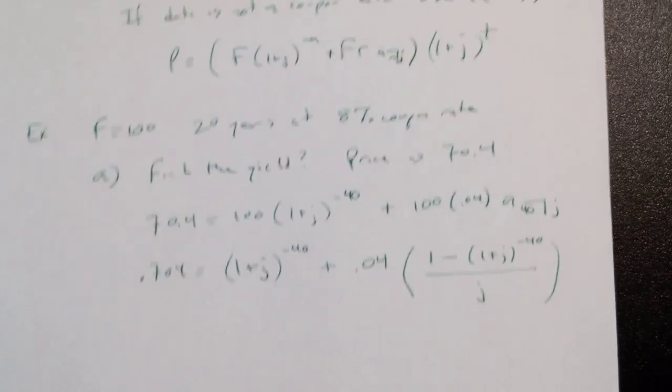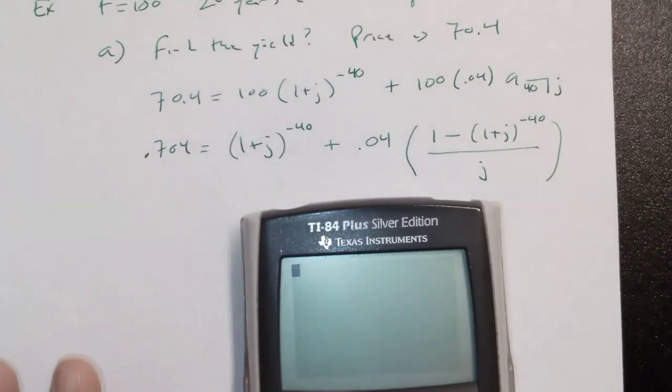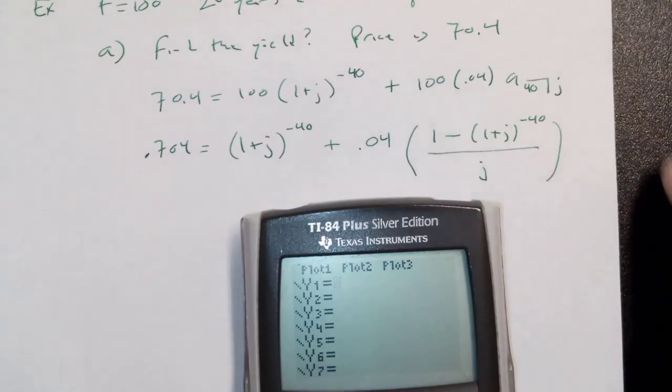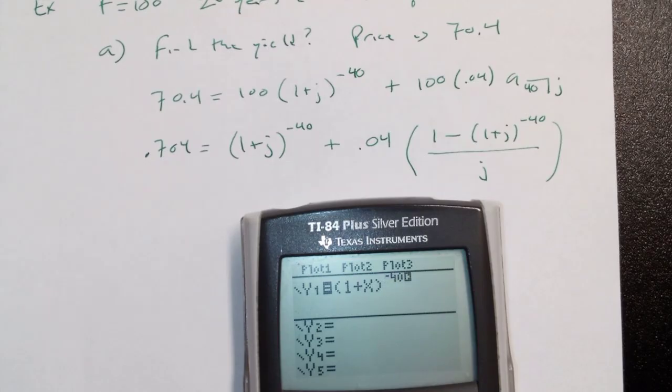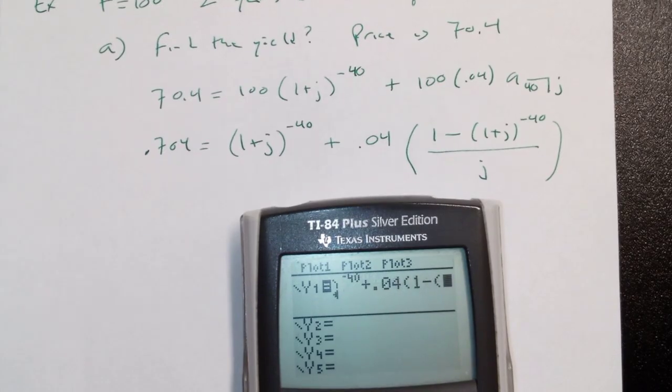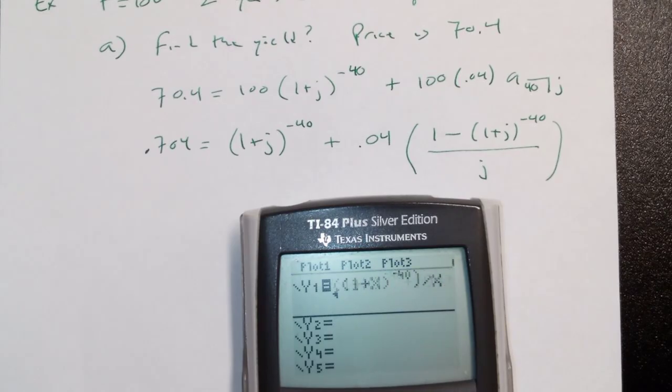Let's actually put this equation in here. y equals, I'm going to put in this entire right-hand side. 1 plus x to the negative 40 plus 0.04 parenthesis 1 minus parenthesis 1 plus x to the negative 40, close those parentheses, divide by x. And then we set that equal to 0.704.